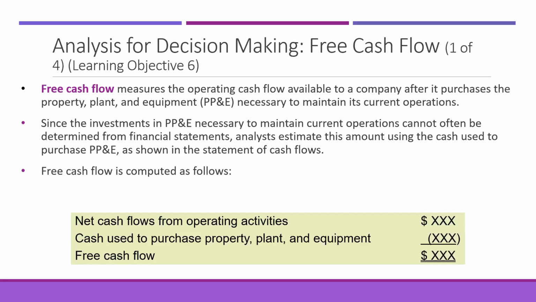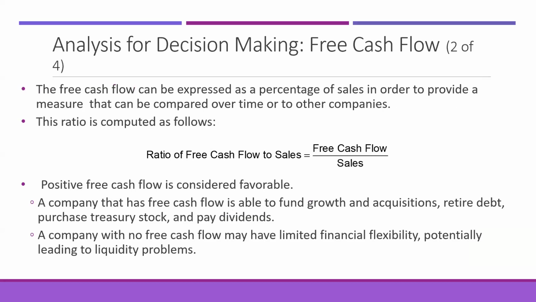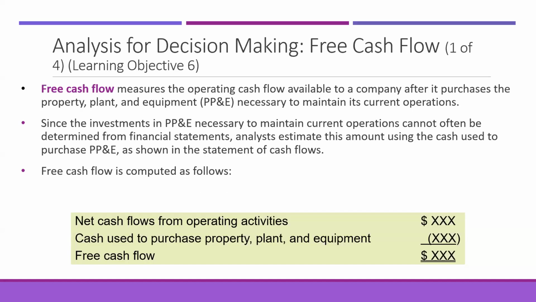And so we use this free cash flow metric to determine what's the cash actually available for paying back debt and paying dividends to shareholders. And then we also have a free cash flow ratio to sales, which is sort of a profit margin, but using free cash flow instead. And this is especially relevant in industries where maybe they have a lot of really old assets, such as a ski resort, such as a railroad.